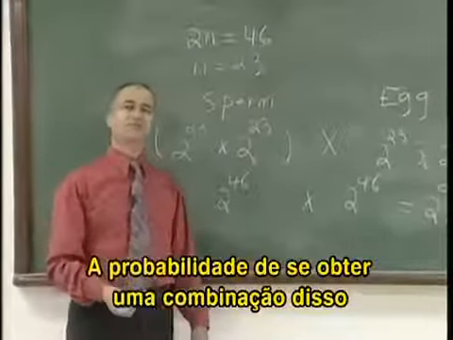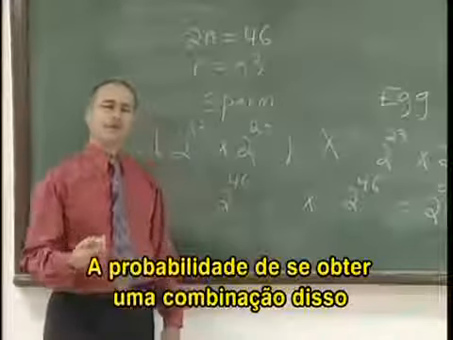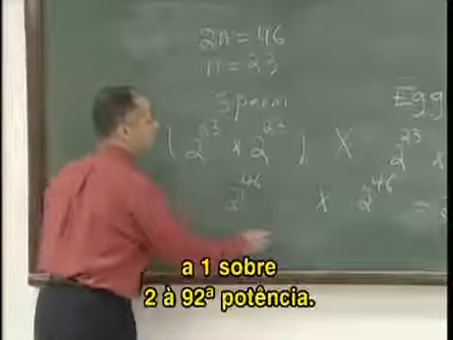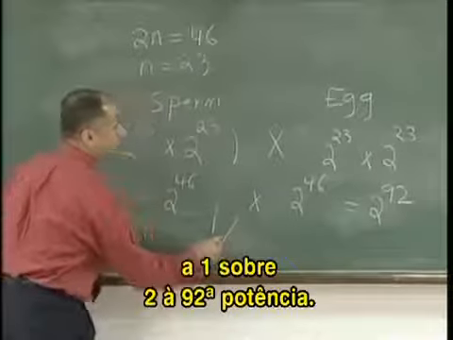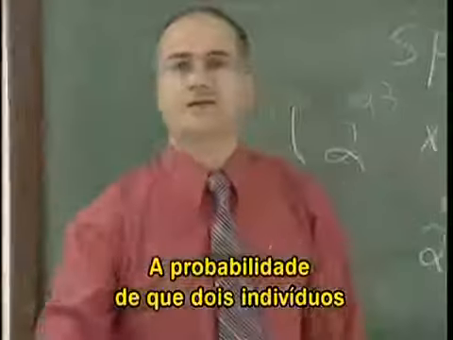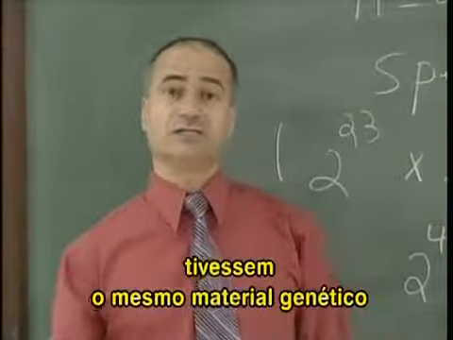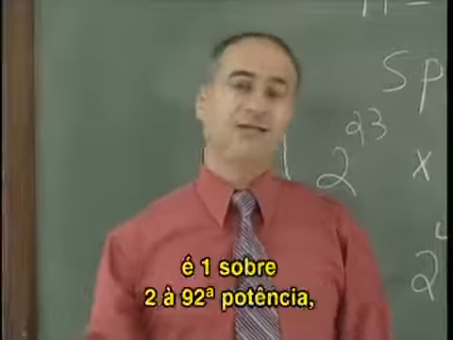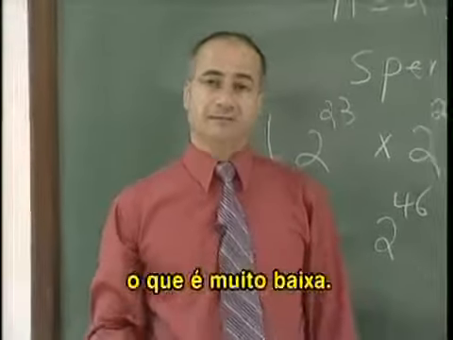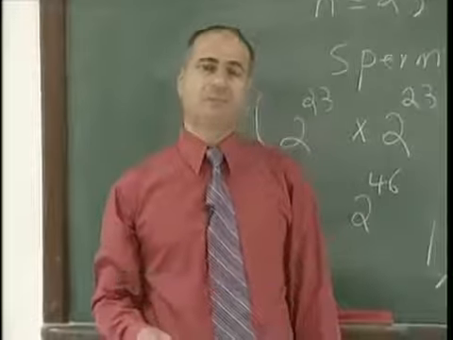Now, the probability of having one combination out of these would be equal to 1 over 2 to the power 92. The chances that our two individuals would have the same genetic material is 1 over 2 to the power 92, and this is really low.